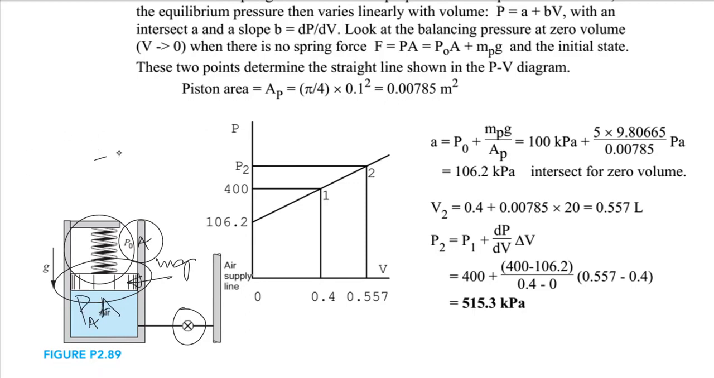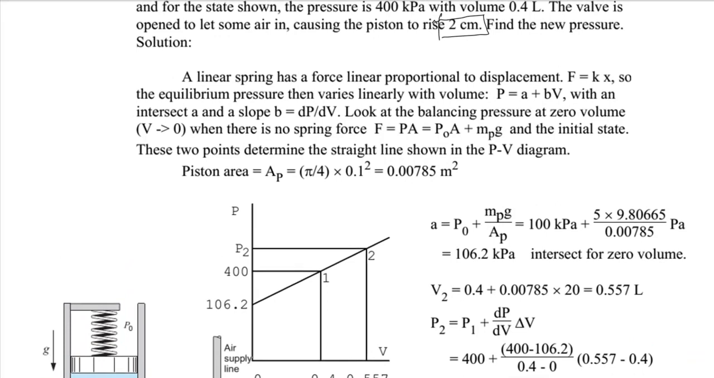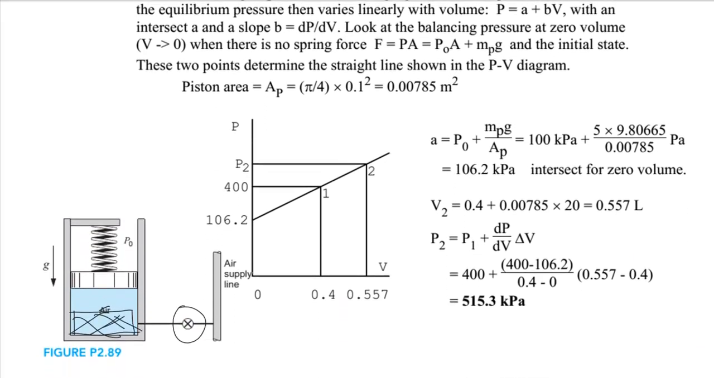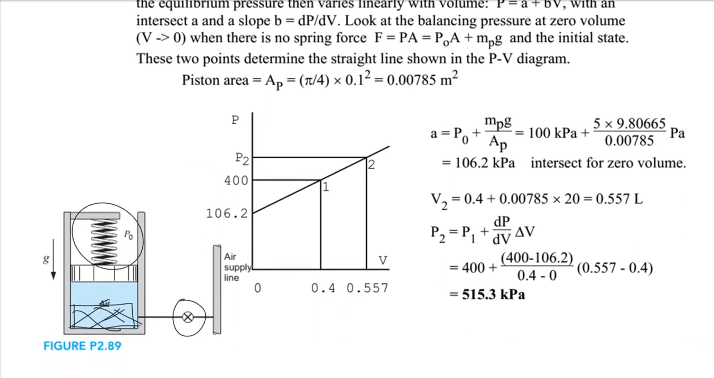But one of the conditions which is given is that when the piston is at the bottom of the cylinder, there is no force acting by the spring. So that means when we are at the bottom of the cylinder, the force is only equal to mg plus P naught into A, and that is what we call the forces acting from the top.